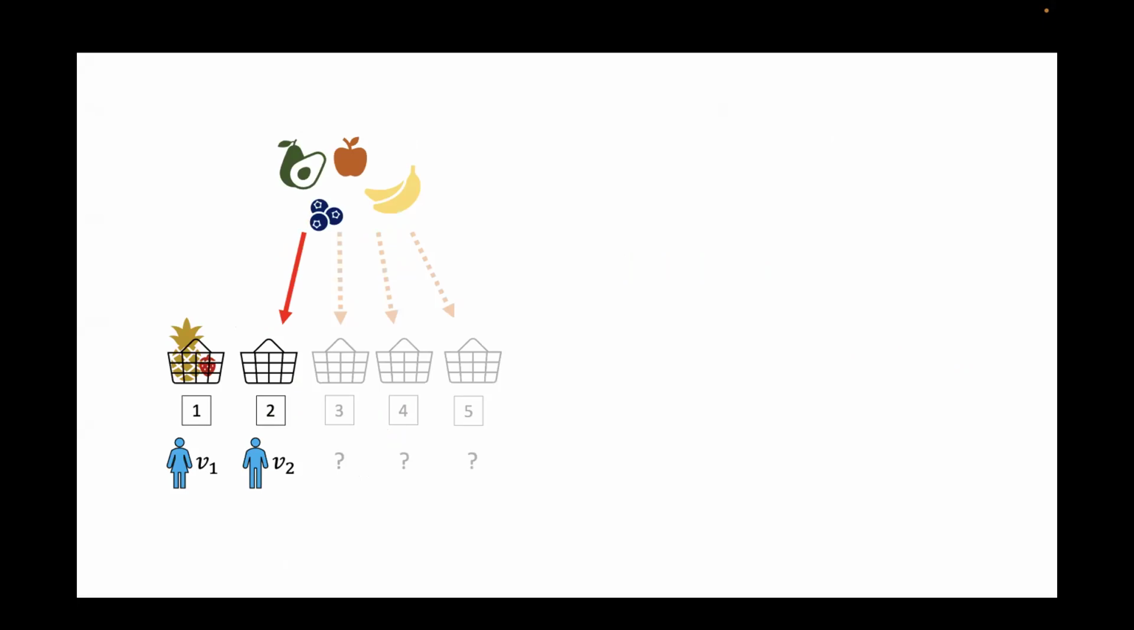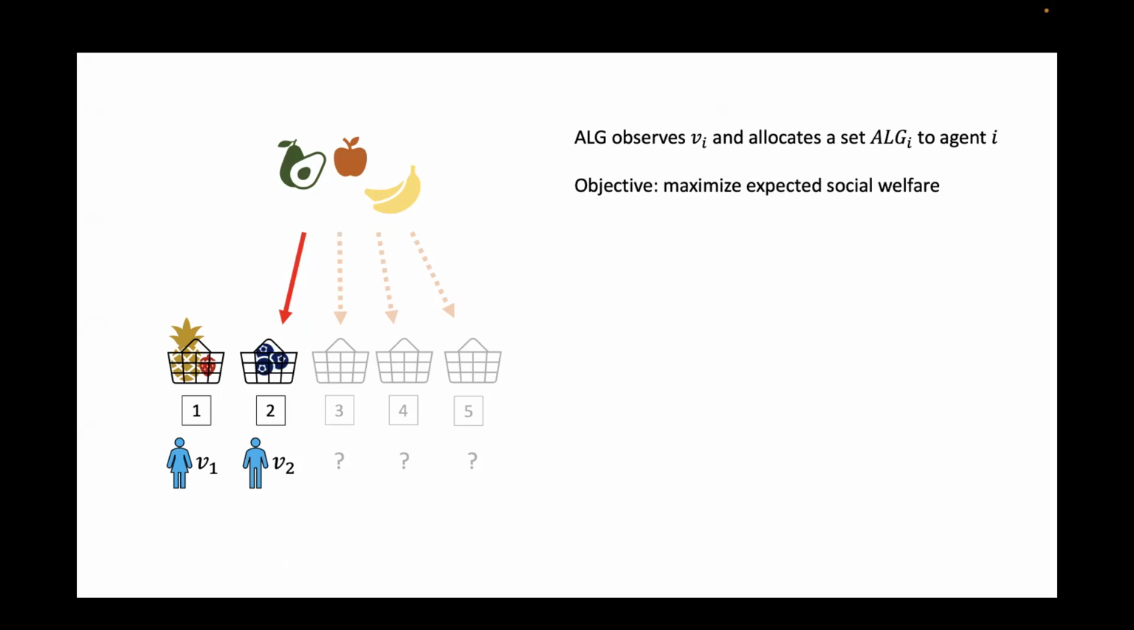Again, this is the setting. We have the items, and people arrive over time. I want to design an online algorithm that, when person i arrives, observes the valuation of i and decides which items are allocated to i. Let's call that alpha. So these items go to this person. Our objective, as I said, is to maximize expected social welfare, which is the expectation of the sum of the valuations for the items.